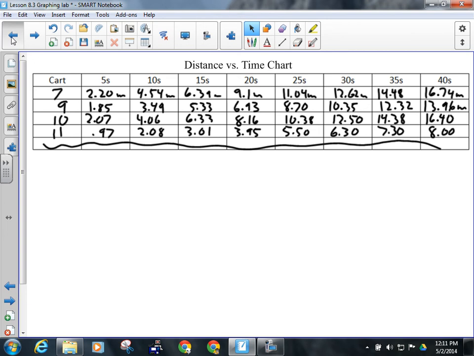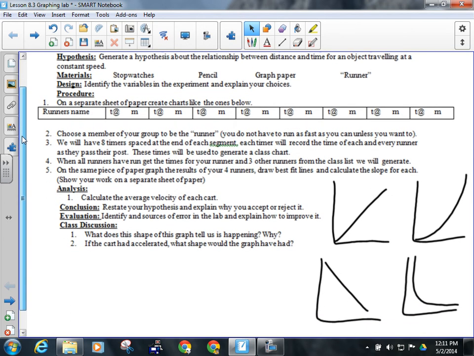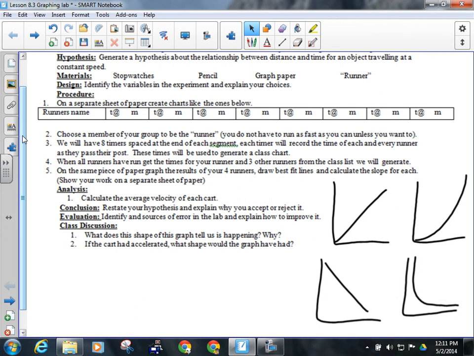A couple of other things here, guys, in terms of what you're going to be asked to do. Calculate the average velocity of each cart, and that is using your graph.